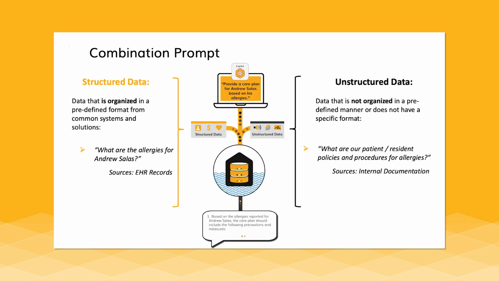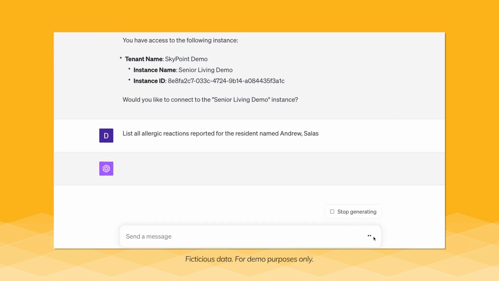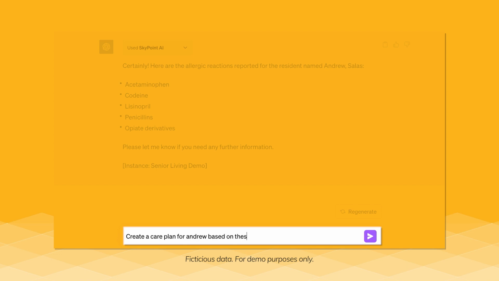This question is a combo prompt that requires the LLM to assess two data sources to answer this question. Number one, the structured clinical data, in this case, allergy details sourced from EHR records. And two, unstructured knowledge management. So this is your documented policies and procedures sourced from internal documents like your PDFs and Word documents. So in this case, let's list all the allergic reactions reported for the resident or patient named Andrew Salas. Let's create a care plan for Andrew based on these allergies.